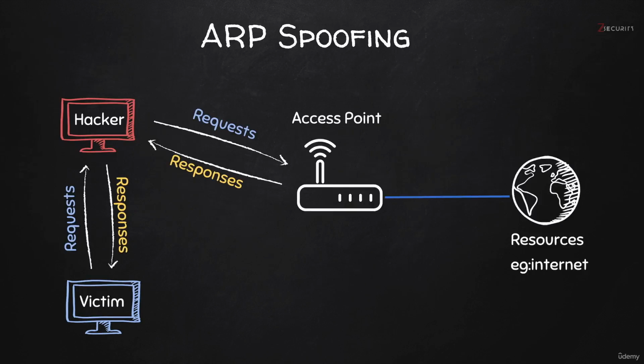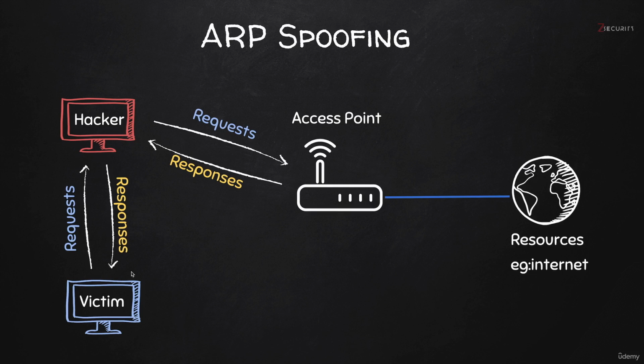Now, in general, when we become the man in the middle using ARP spoofing or any other method, as we know, requests will flow through the hacker. The hacker will forward this to the internet or to the access point. Then the internet, and then the responses will flow through the hacker computer and down to the victim.